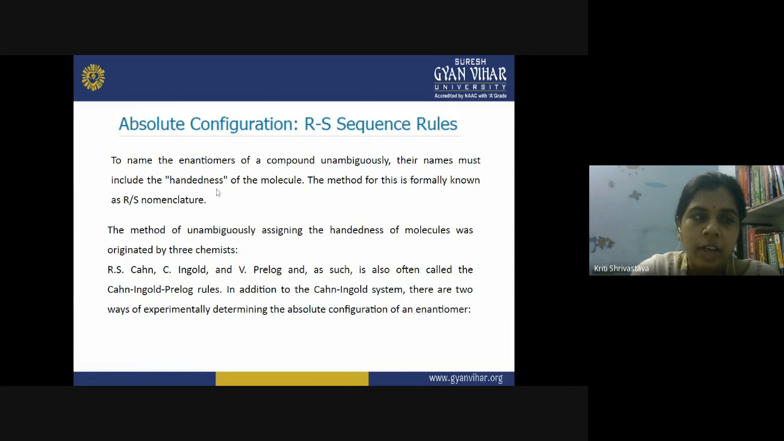This is a very layman kind of term, handedness. Maybe you remember in the previous lecture I showed you the diagram of a hand. When you put your hand before the mirror, you get a non-superimposable mirror image. So generally, when we explain chirality, we take the example of a hand. In the RS sequence rule, you are basically assigning the absolute configuration to the molecule. You are not relating the configuration to anything else, right?